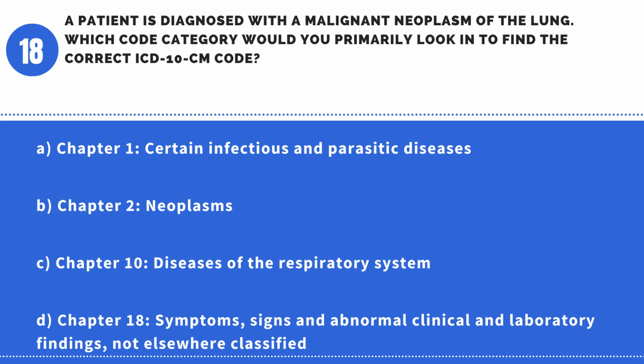Question 18. A patient is diagnosed with a malignant neoplasm of the lung. Which code category would you primarily look in to find the correct ICD-10-CM code? A. Chapter 1, Certain Infectious and Parasitic Diseases. B. Chapter 2, Neoplasms. C. Chapter 10, Diseases of the Respiratory System. D. Chapter 18, Symptoms, Signs, and Abnormal Clinical and Laboratory Findings, not elsewhere classified.